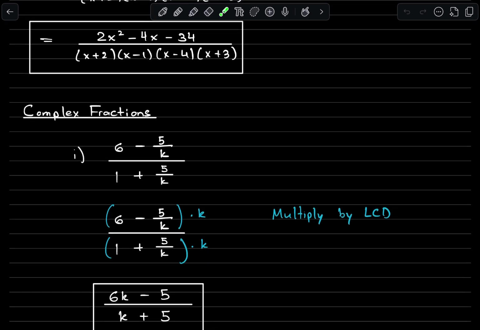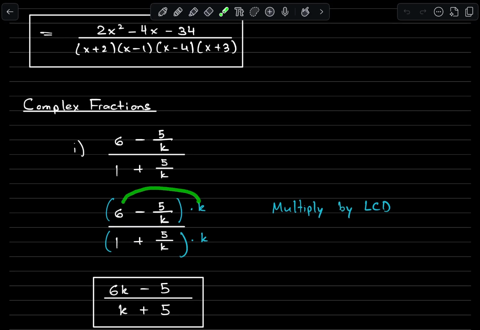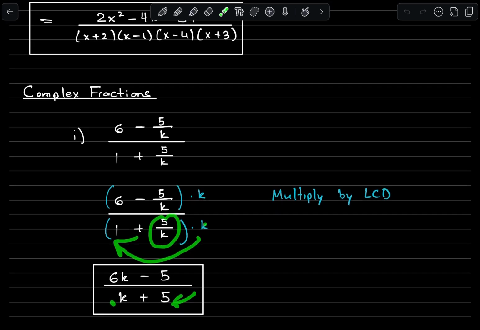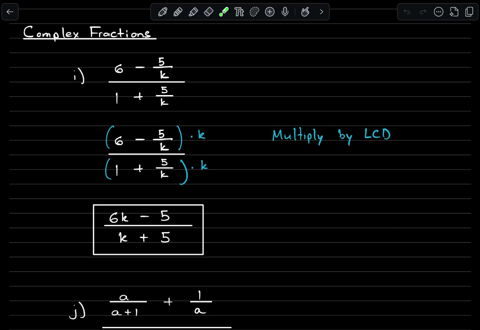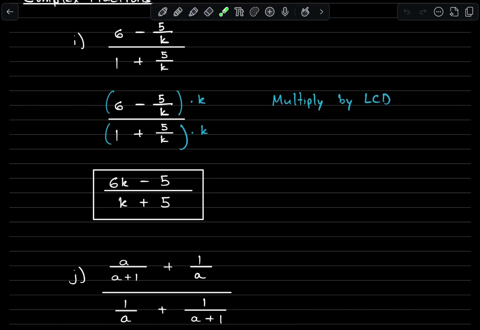Okay. So you'll get 6k, and then 5 over k times k is just going to be 5, so minus 5. Same thing here, this is going to give you k. 5 over k times k is just going to give you 5. So this is how we simplify a complex fraction. That's all there was to do in this case. Okay. We'll look at one more example.